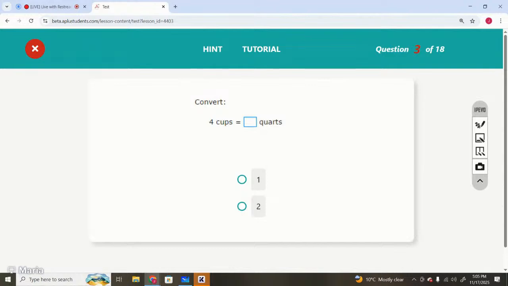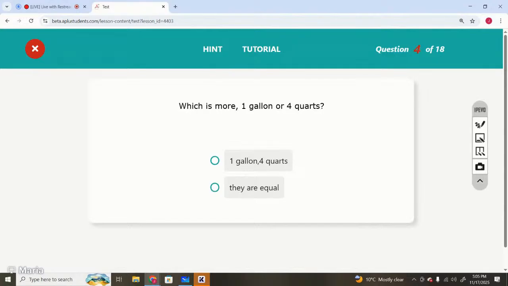4 cups equal how many quarts? 1 quart equal how many cups? Sorry, 4 cups equal 1 quart. Option number 1 is the correct option. 4 cups equal 1 quart.